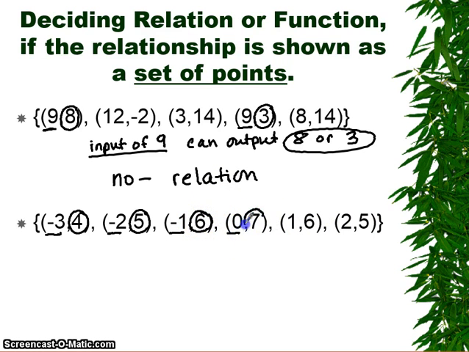Does an input of 0 always output 7? Well, we don't see any other inputs of 0, so it must always output 7. Does an input of 1 always output 6? Yes. Does an input of 2 always output 5? Yes. So is this a function? Yes, because every input has just one output. We don't see any repeated inputs.